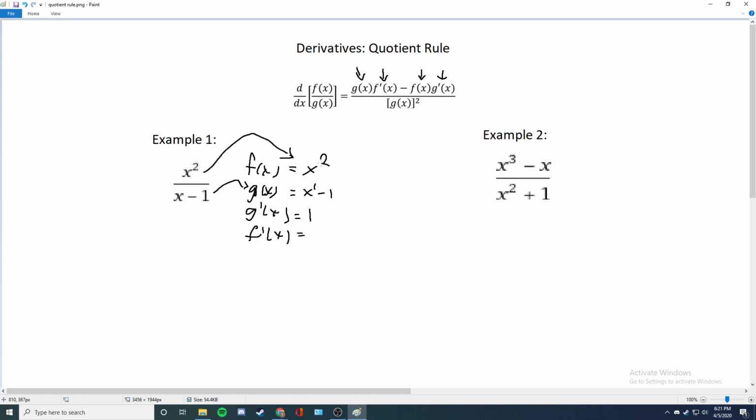Now the derivative of f, we're going to use the power rule again. Since we have x squared, this is going to give us 2x to the first, or just 2x. Now, since we have all four pieces that we need, we can just plug into the rule. We end up with g of x, x minus 1, times f prime of x, the 2x, minus f of x, which is x squared, times g prime of x, 1. And then all of that is divided by g of x squared, so we'll have x minus 1, the quantity squared.